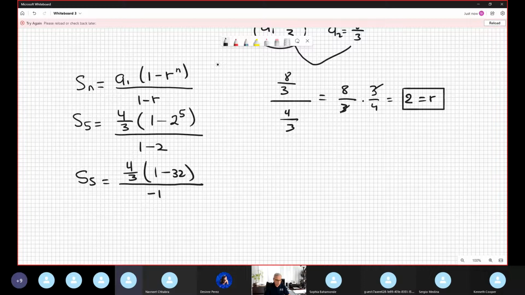So basically, we have so far 4 thirds times negative 31 divided by negative 1. Negative divided by negative is positive. And we have 124 over 3, which is the multiplication 4 times 31, divided by 3. Positive. Boom. Final answer. Any question?